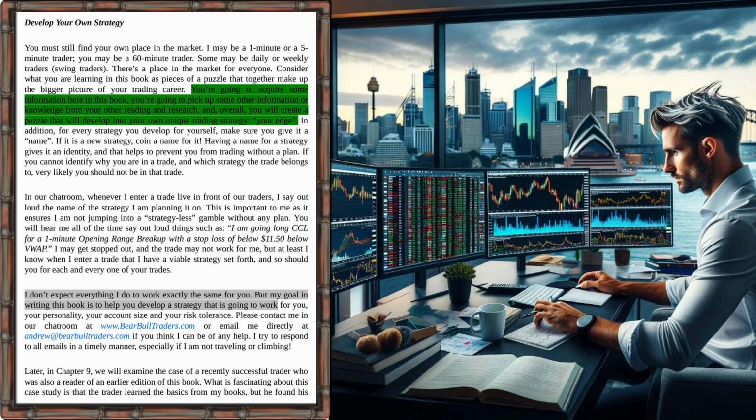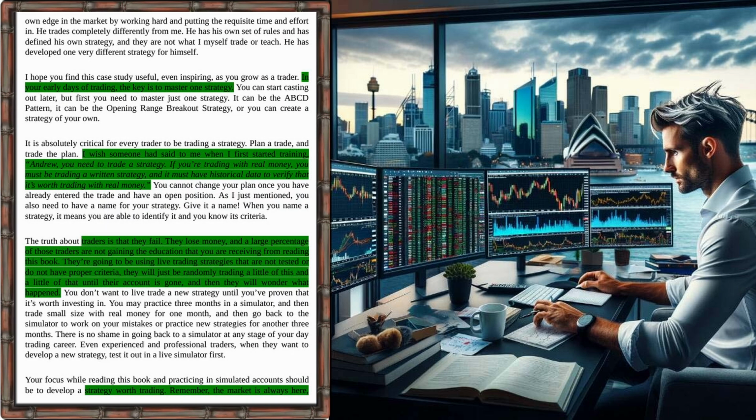Later, in Chapter 9, we will examine the case of a recently successful trader who was also a reader of an earlier edition of this book. What is fascinating about this case study is that the trader learned the basics from my books, but he found his own edge in the market by working hard and putting the requisite time and effort in. He trades completely differently from me. He has his own set of rules and has defined his own strategy, and they are not what I myself trade or teach. He has developed one very different strategy for himself.